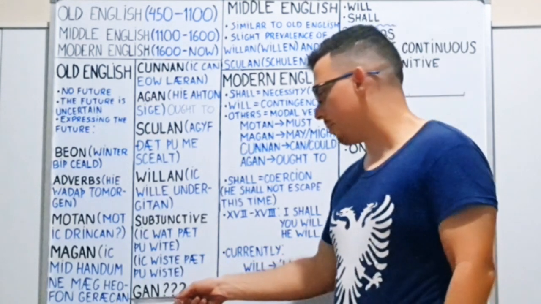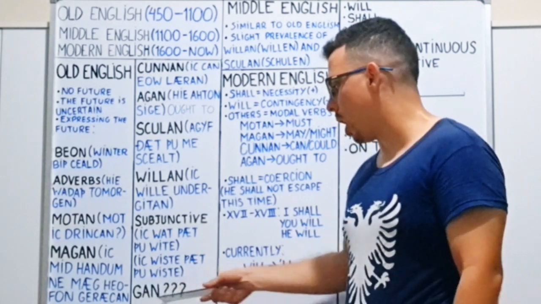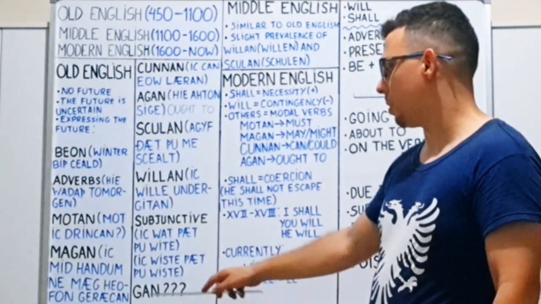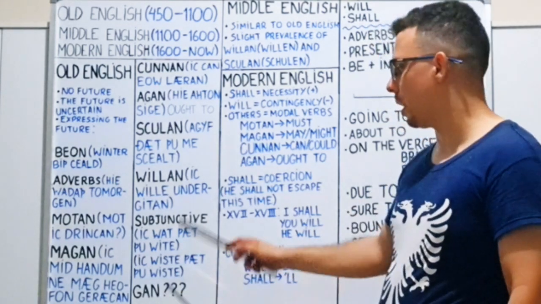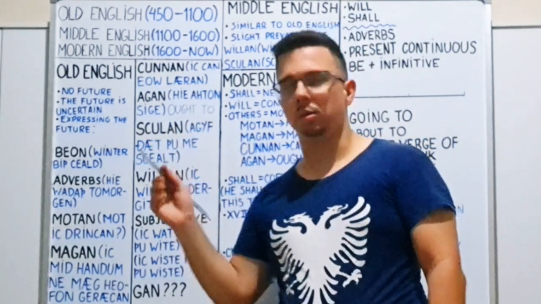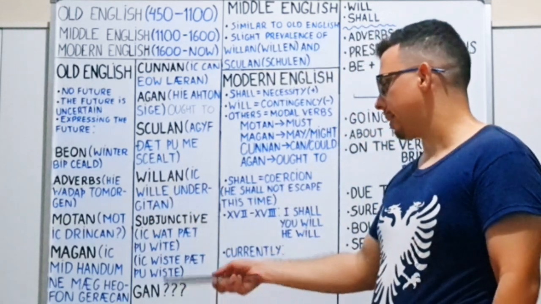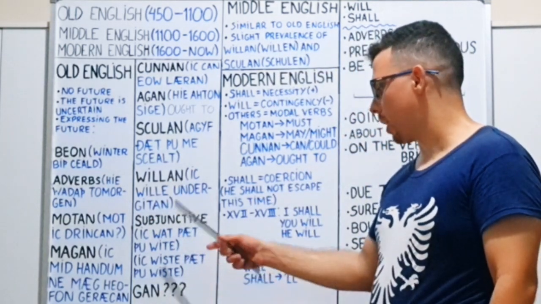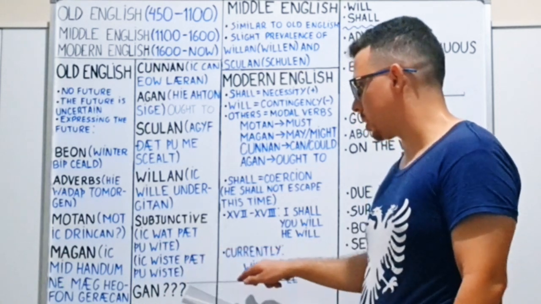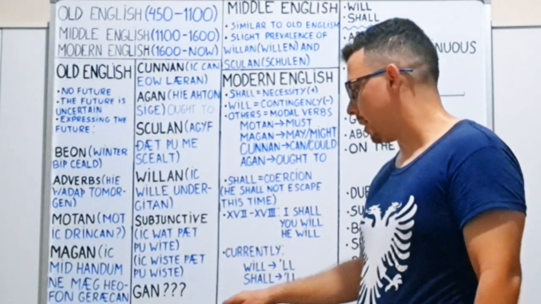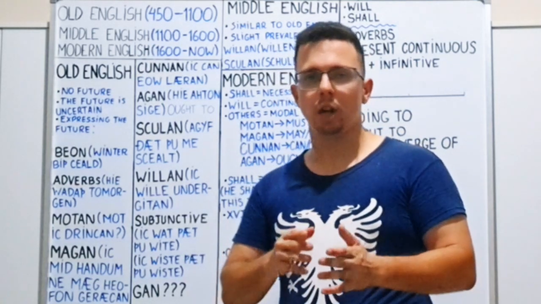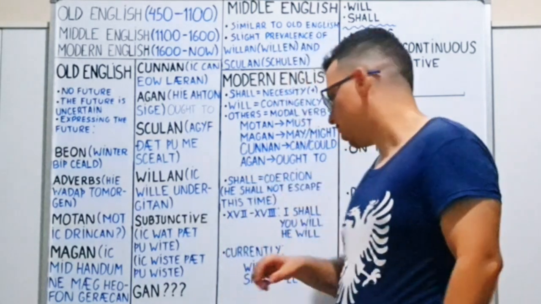And finally we have ran. Ran was also used to form the future in Old English, but I'm not going to explain ran right now because we will see that later, so you can start thinking about how this verb was important for the future in Old English, but I'm not giving you the answer now, just at the end of the video.